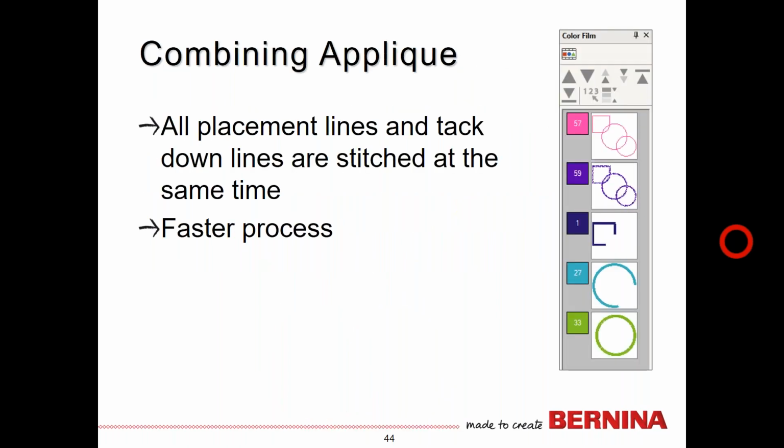In addition, there is a tool called Combine Applique, and when you have multiple objects in your design, you can combine the appliques so that all the placement lines and all the tack down lines are stitched at the same time. This is a faster process in stitching out the applique.